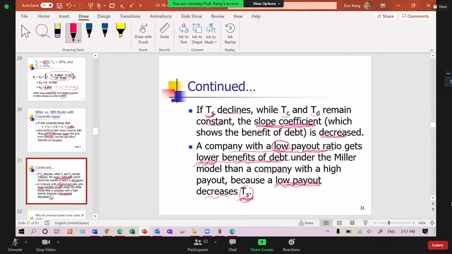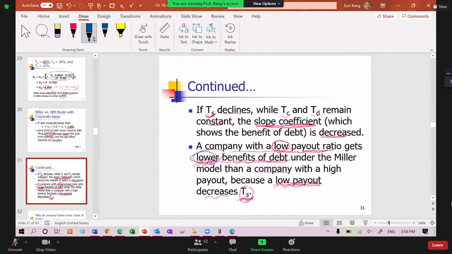The lower the personal tax rate, the greater the benefit of equity, then the benefit of debt goes down, okay? So there is always a kind of competition between debt and equity, right? When the equity tax rate goes down, equity is more beneficial, and debt is less valuable. So if you add personal tax rate, the benefit of debt goes down. So lower benefit of debt.